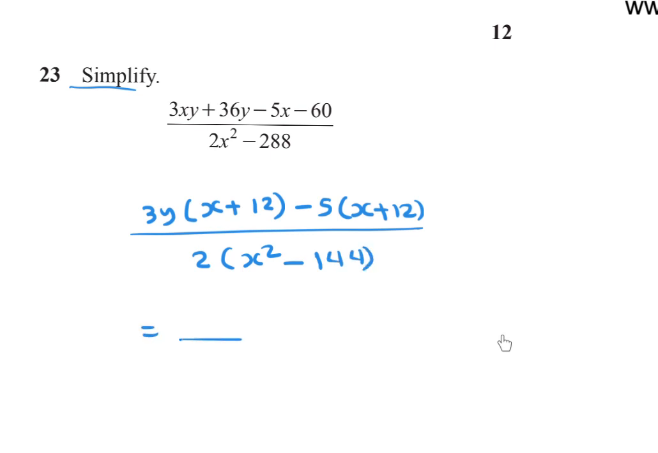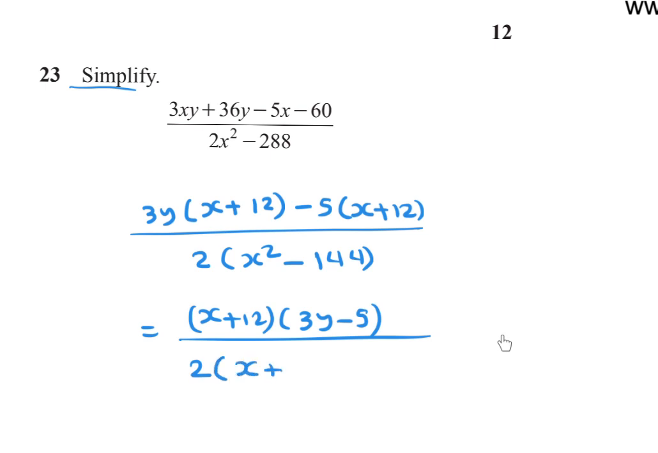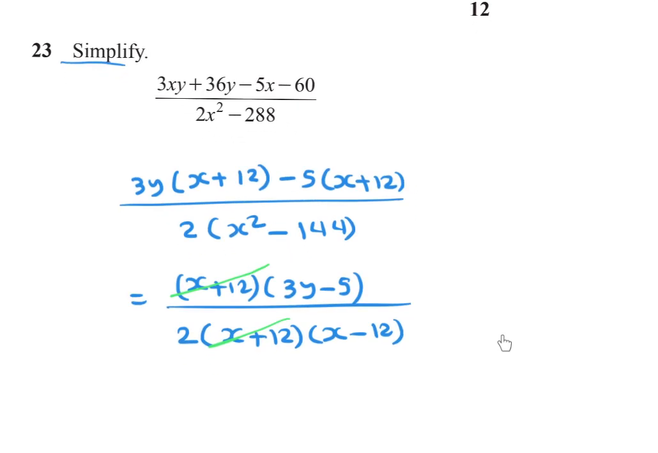Now we need to complete factorization for the numerator, so we can take x plus 12 common, so you are left with 3y minus 5. And for the denominator, this is the difference between two squares, we need to factorize, so x plus 12 and x minus 12. Now cancel the common factor, x plus 12 with x plus 12, so the simplest form is 3y minus 5 over 2 into x minus 12.